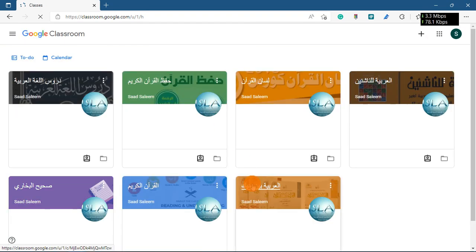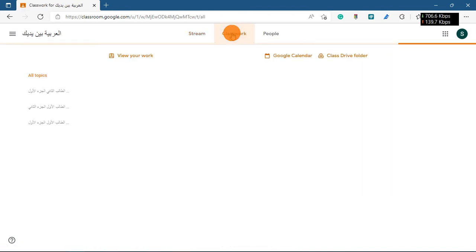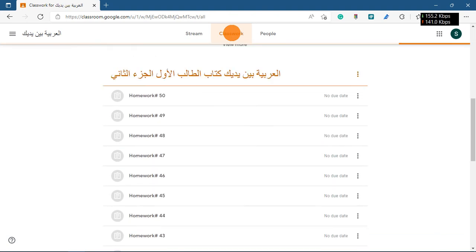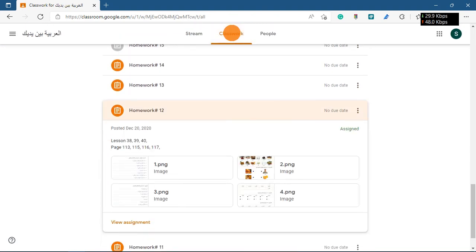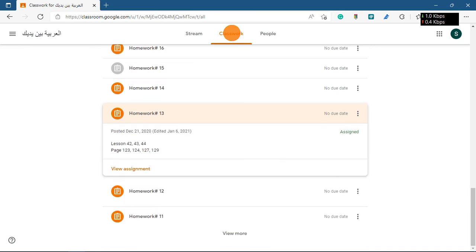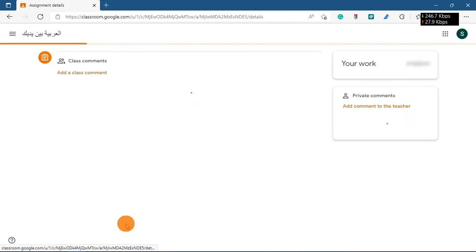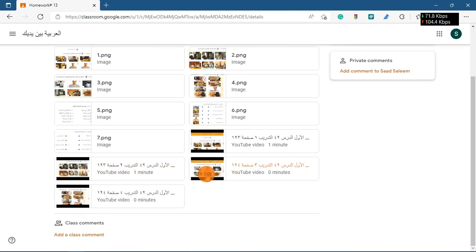When we go to Arabiyyah Bayna Yadayk, we will click on classwork. I think homework number 12 is already done by us. Homework number 13 has these videos. We will click on view assignment, then play the video. If you feel the speed is fast, you can slow it by clicking on playback speed and decrease the speed of pronunciation.